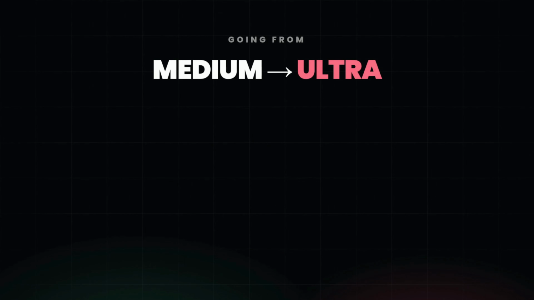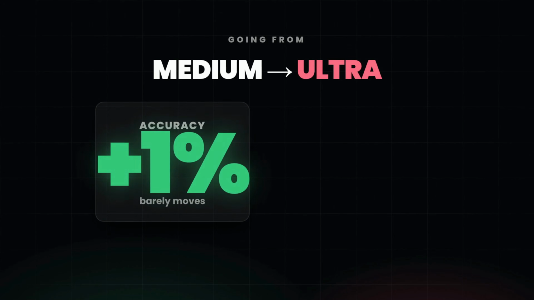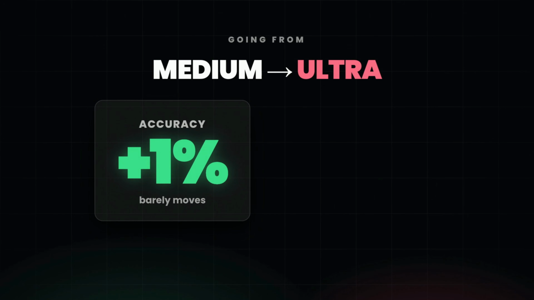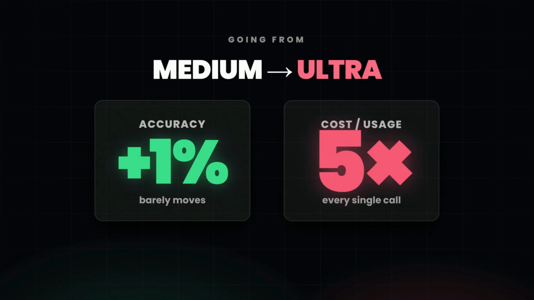High effort means that the model spends more time thinking before it even answers. It sounds great, but the curve isn't necessarily linear. Going from medium effort to ultra might give you a 1% bump in task accuracy, but it is also going to cost you 5 times more in terms of usage. So you're paying 5 times more for the model to triple check the work it already got right.